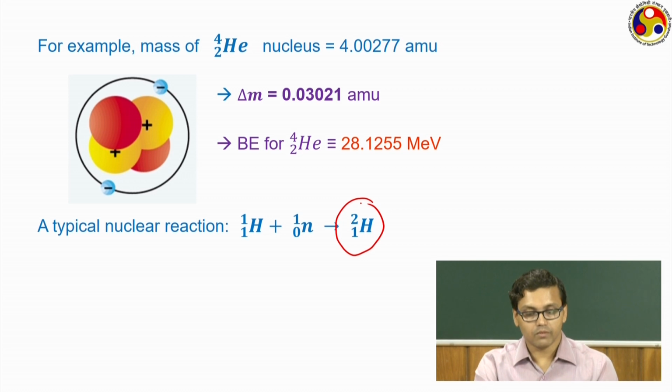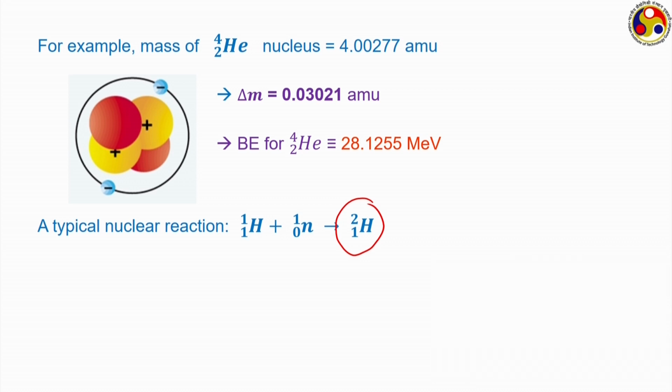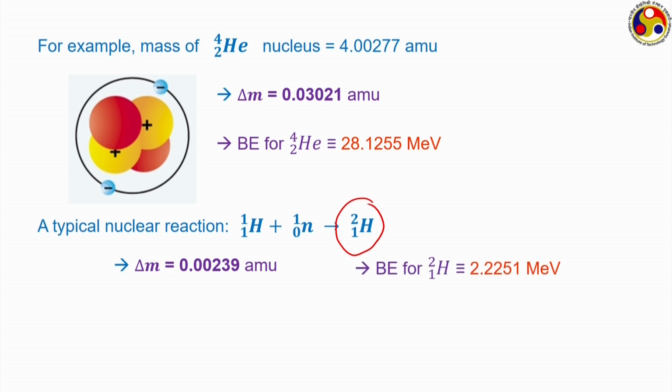This deuterium has one proton and now one neutron, therefore its atomic number remains 1, but its mass number is now 2. If we put the measured mass of hydrogen and deuterium here, and also the information about the mass of the neutron, then this particular nuclear reaction is associated with a mass defect of 0.00239 AMU and a binding energy of 2.2251 MeV.